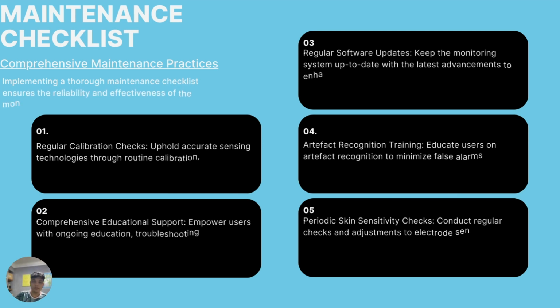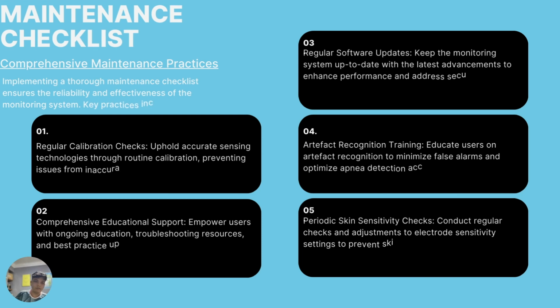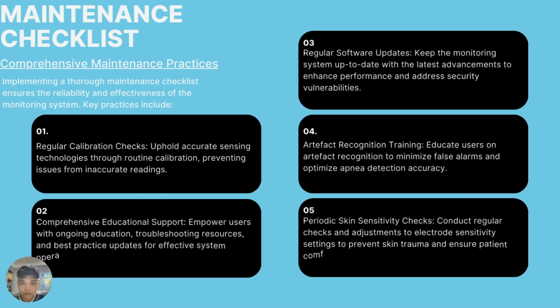Next, for the maintenance checklist. The first one is regular calibration checks. It helps maintain the accuracy of sensing technology over time. The calibration ensures precise and reliable data, foundational for accurate apnea detection.